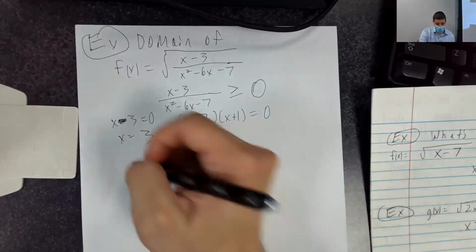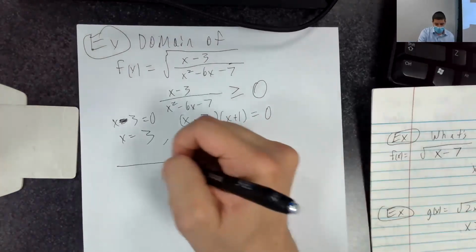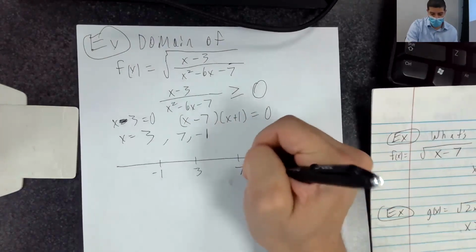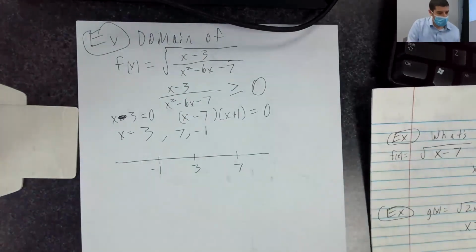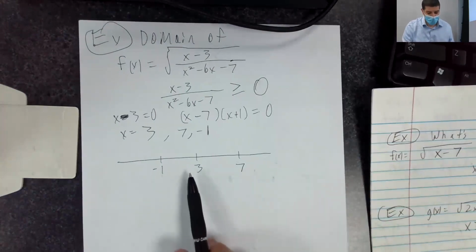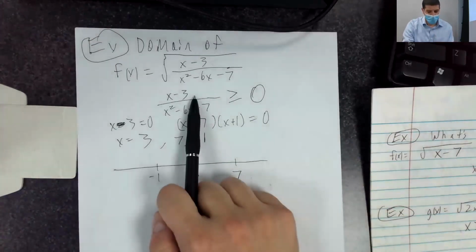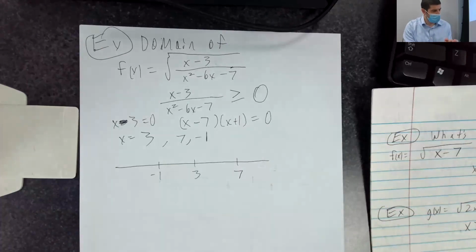Okay, 3 cut points. So we have -1, we have 3, we have 7. Okay, we just have to figure out if it's an open or closed circle, right? Remember, if you plug it in and it is defined and it solves it, that's a closed circle. Closed circle is good. If something's undefined, that's an open circle. That's bad. That means we don't want it.